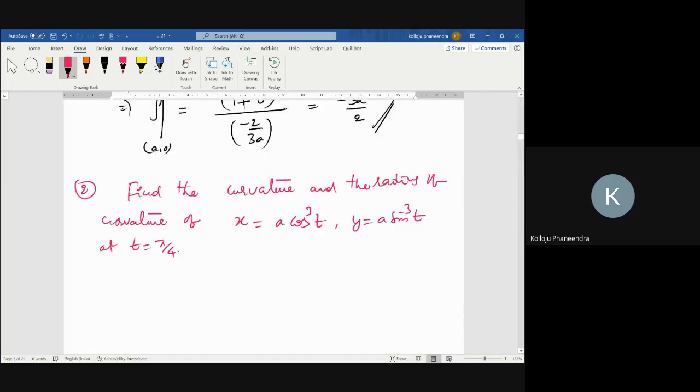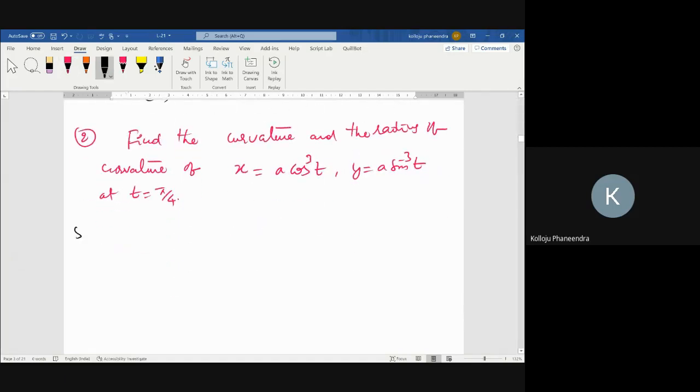Okay, and what is this one? Parametric form solution: x equal to phi of t, y equal to psi of t. What is the formula? First, let us calculate curvature. Always remember, rho stands for radius of curvature, which is the inverse of curvature. So curvature k is equal to 1 by rho.